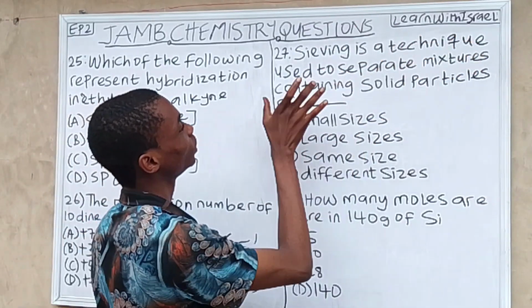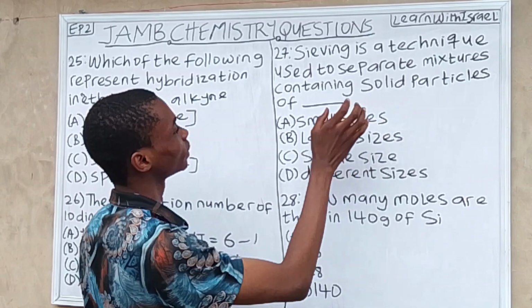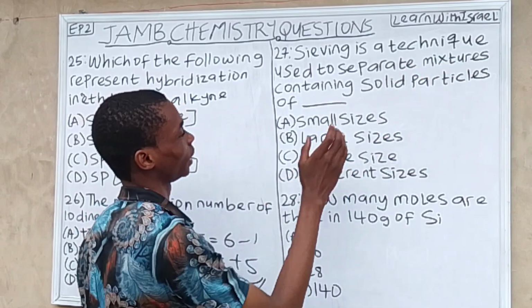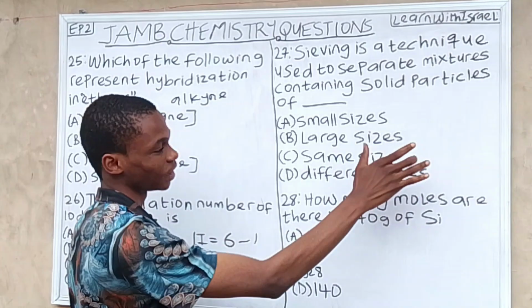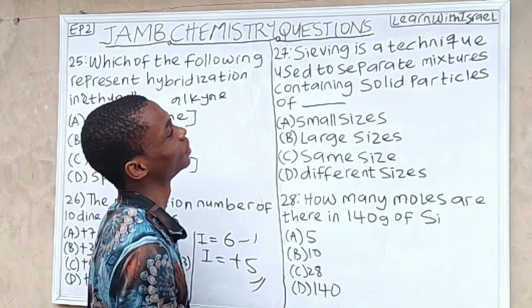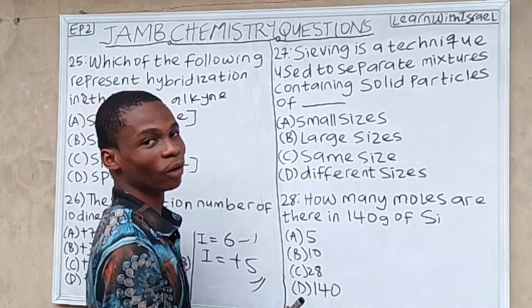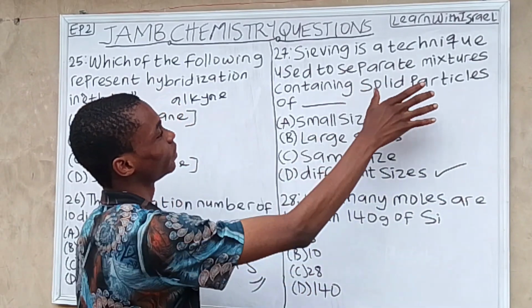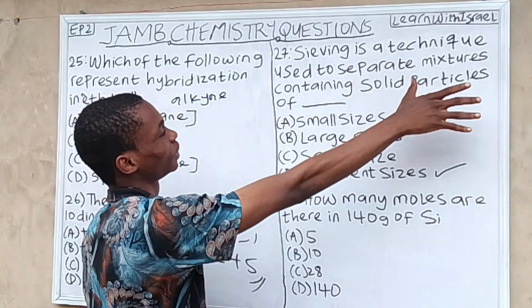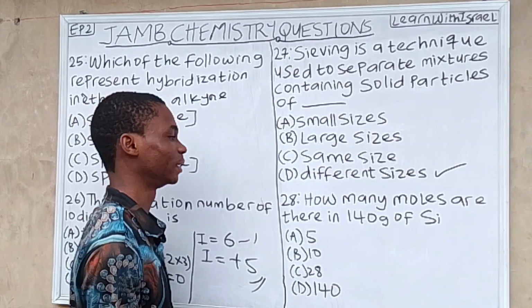Sieving is a technique used to separate mixtures containing solid particles of dash. A. Small sizes, B. Large sizes, C. Same size, D. Different sizes. So option D is the correct answer. Sieving is a technique used to separate mixtures containing solid particles of different sizes.